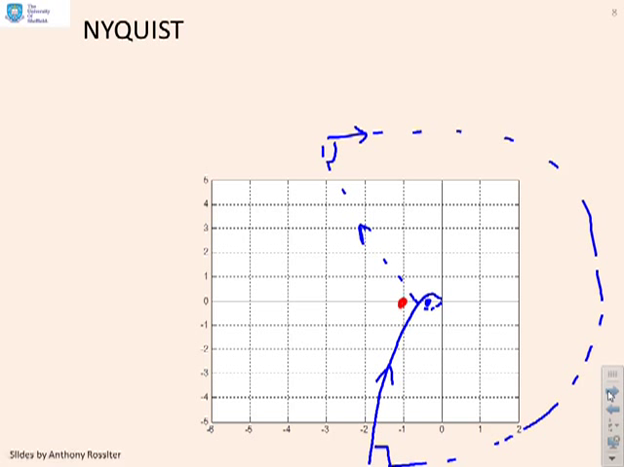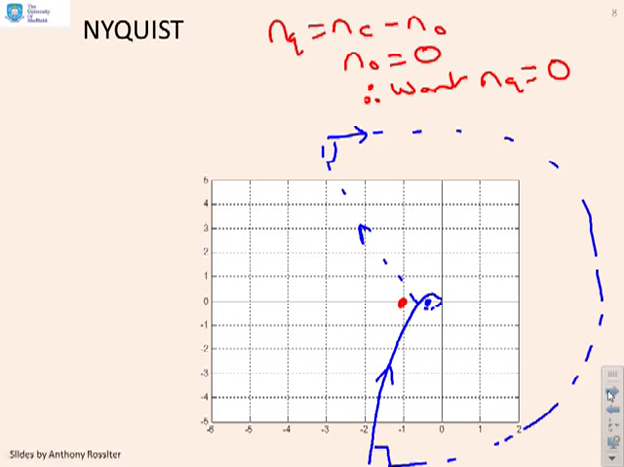If I now do my Nyquist stability criteria, I've got NQ equals NC minus NO, and remember, in an exam make sure you write down the definitions of these terms. NQ for clockwise encirclements, NC for closed loop right half plane poles, NO for open loop right half plane poles. Now we've got that NO equals 0, and therefore we want NQ equals 0. We want no encirclements for closed loop stability.